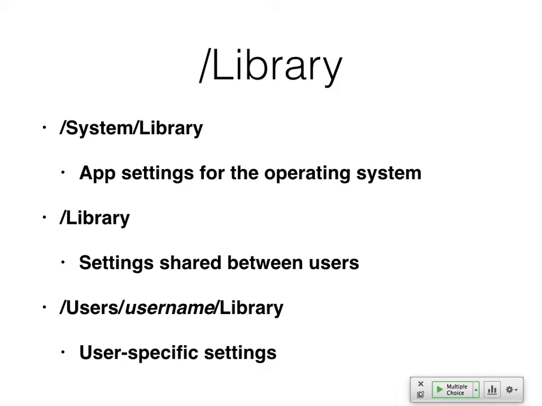System library and library are where you have library settings. These are settings shared between users. Those are app settings for the operating system, and the user-specific settings are in your home folder, users, your username, and the library there. This is just the same in PCs. There's a thing called app data that serves the same purpose. These are settings for a particular program.